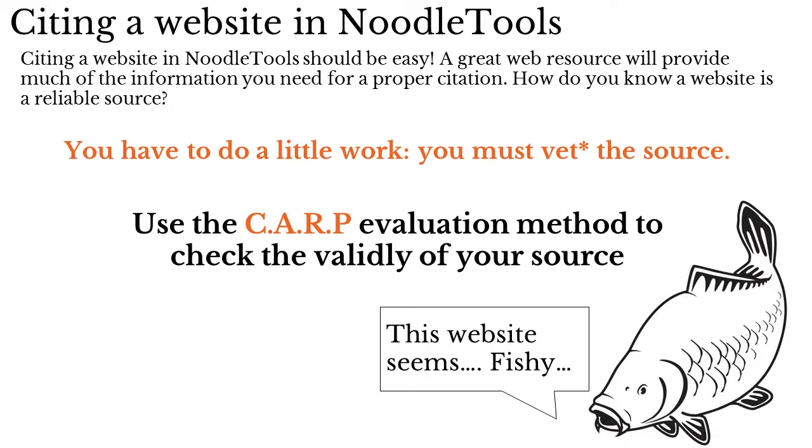The goal when filling out a website citation in Noodletools is to find as much of the information as possible. If you can't find some of the information asked for in Noodletools, that's okay. However, if you cannot find a lot of this information, you may want to reevaluate the website and ensure it's a credible resource.